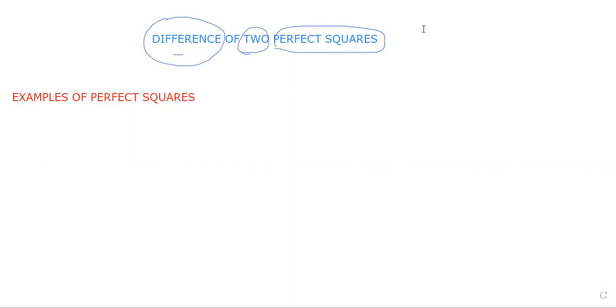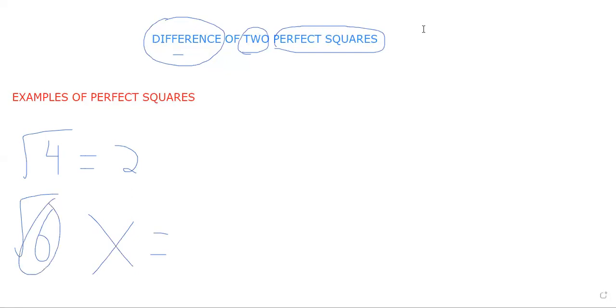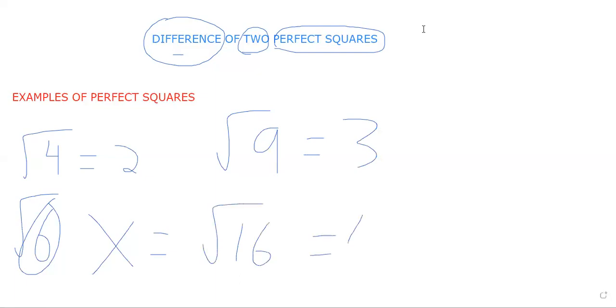Alright, so examples of perfect squares before I even start. We know 4 is a perfect square. Why? Because the square root of 4 is 2. A perfect square is basically any number or term that has a perfect square root. So 6 is not a perfect square because the square root of 6 is not a whole number. If I had something like 9, 9 is a perfect square because the square root of 9 is 3. 16 is a perfect square because the square root of 16 is 4.